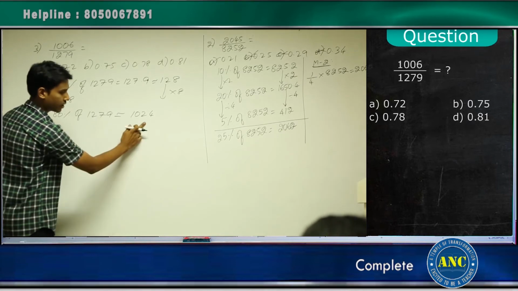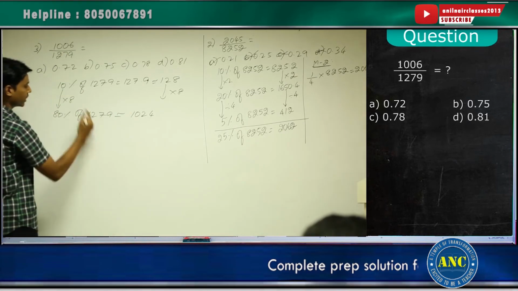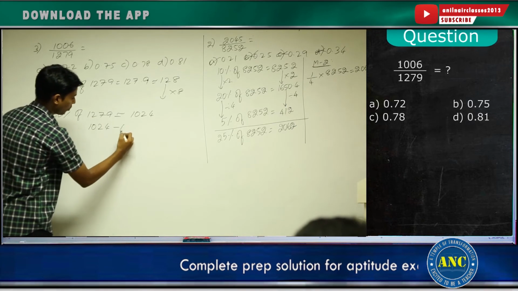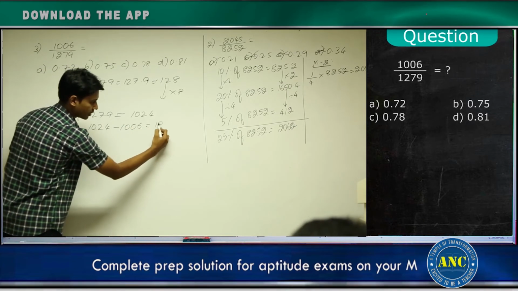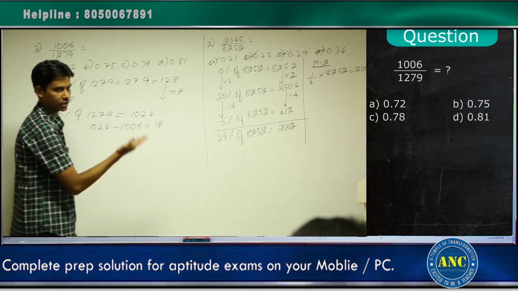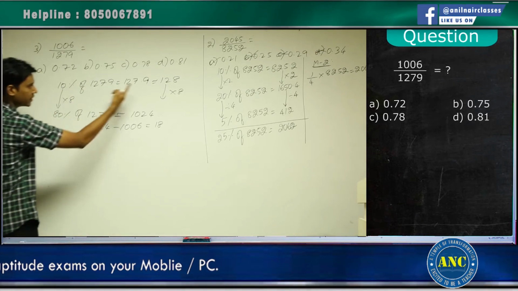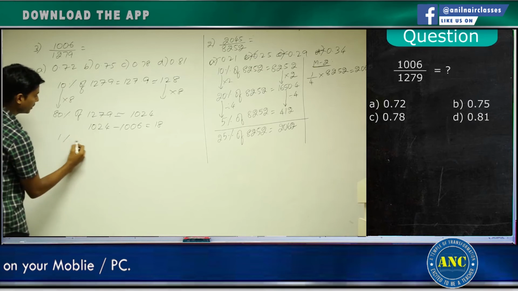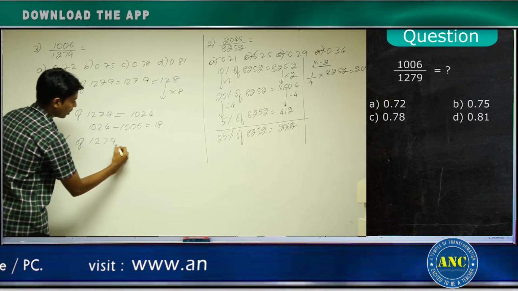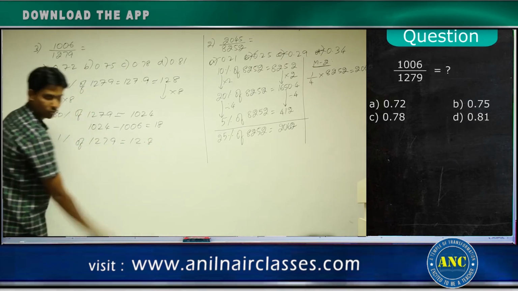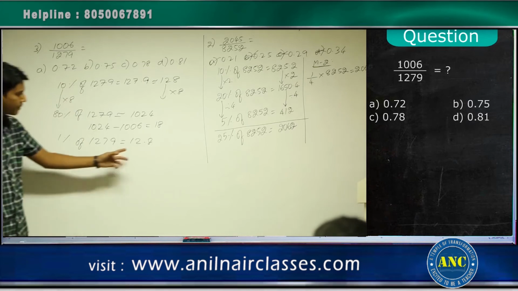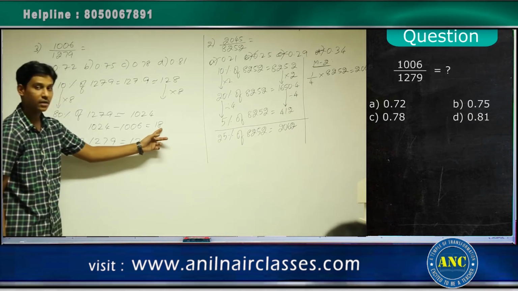Please see here. 1024 is what I got, but I need to get 1006. That means 1024 minus 1006 is 18. I need to go back 18 units. Please see here. 10% is 128. What is 1% of 1279? Approximately 12.8. I came back 12.8, but I need to get 18.